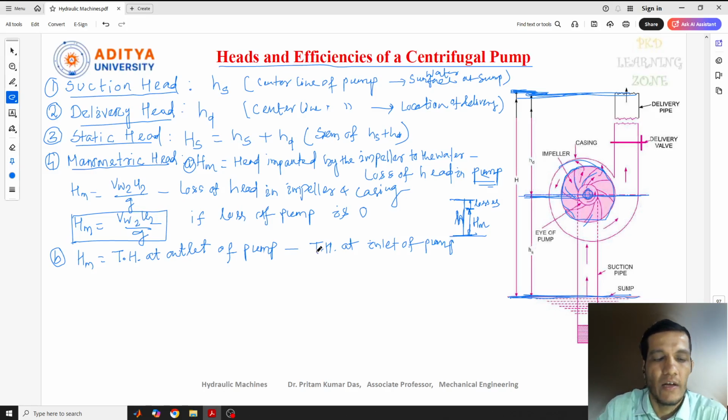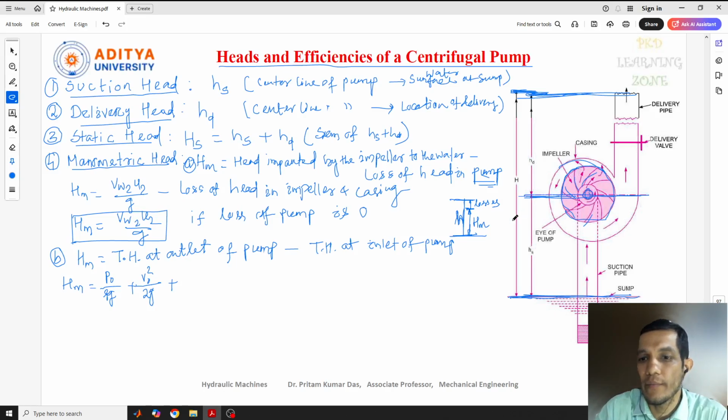Total head, we have already discussed these things during the Bernoulli's equation, if you remember. So total head is nothing but we need to consider here the Bernoulli's equation, like pressure energy or pressure head, then velocity head, potential head. So at the outlet condition, we need to consider Po by rho g. This is the formula actually, Po by rho g. Then Vo square by 2g, plus potential head will be there.